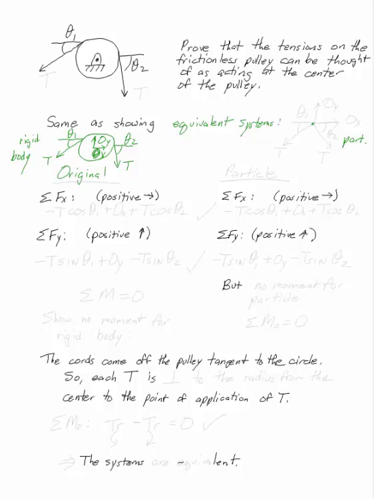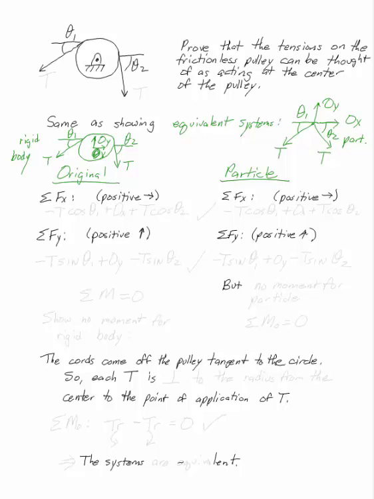My particle, where I've moved my tensions into the center of the circle, so I have two tensions that come off at angles theta 1 and theta 2, whatever those are. I also have still OY and OX. That's what my particle equilibrium free body diagram would look like. So now I want to show that this original and this particle are equivalent.